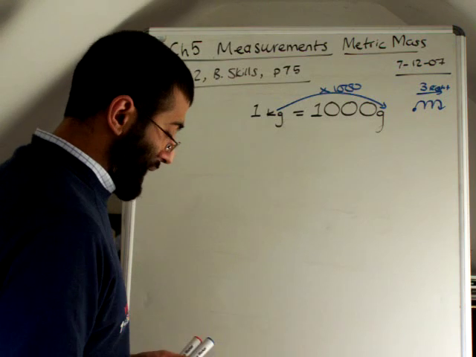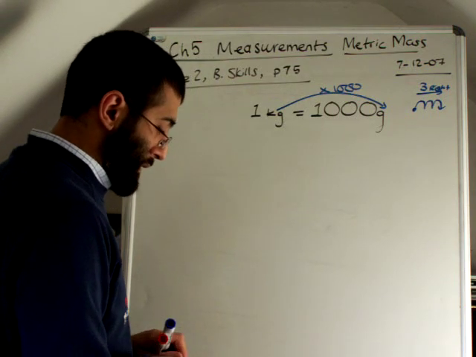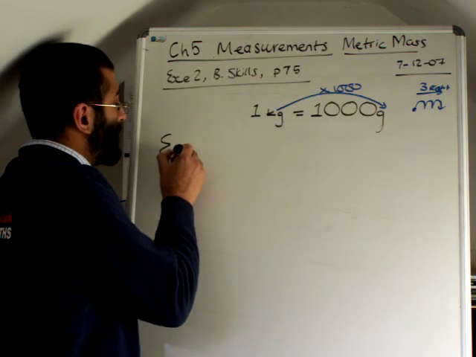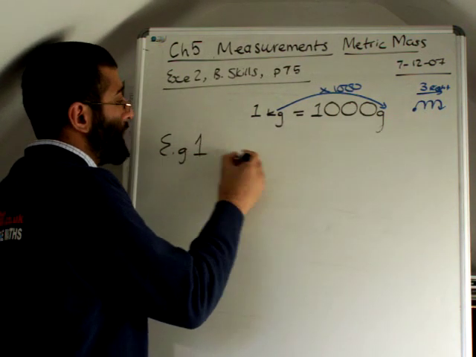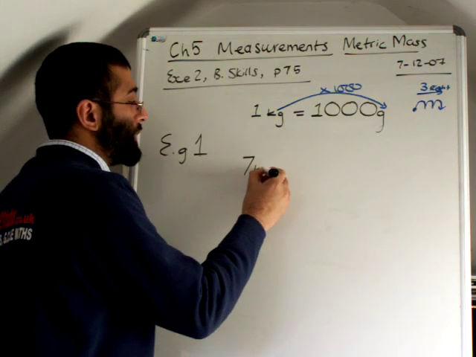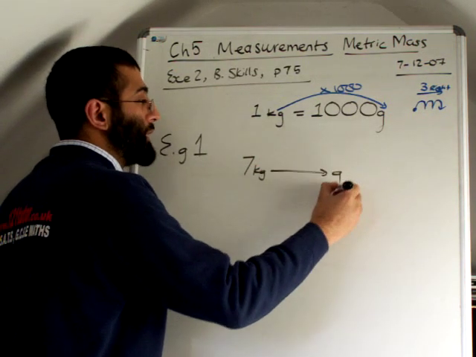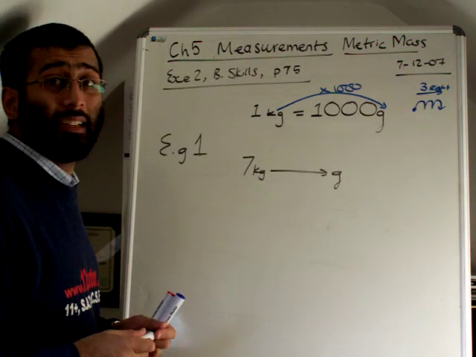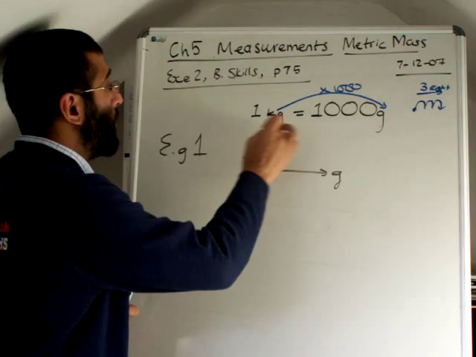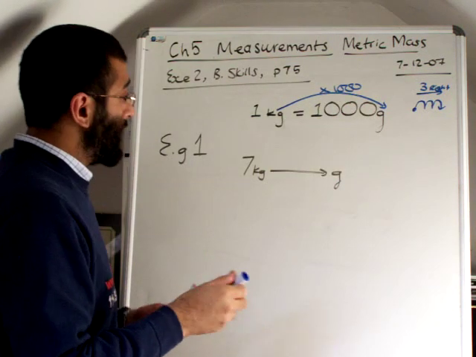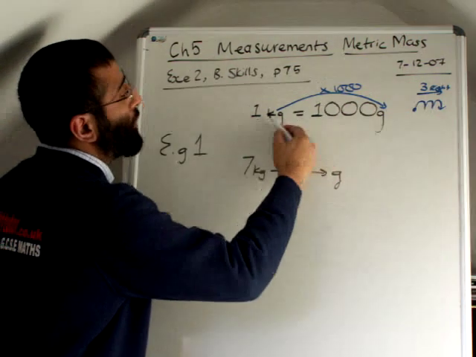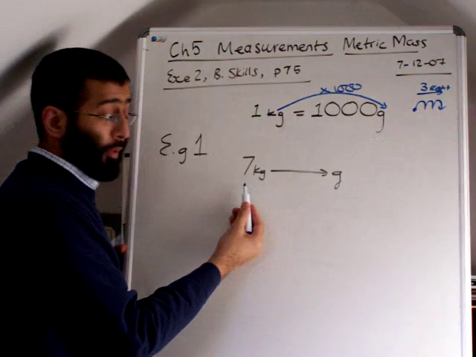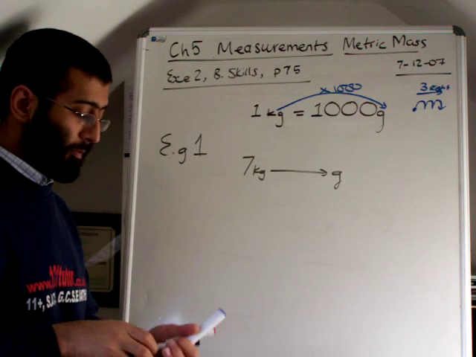Let's start off with example number 1. We have 7 kilograms. We want to change that into grams. If you look at our identity over here, our fact, 1 kilogram is equal to 1,000 grams. We know to change kilograms into grams we have to multiply by 1,000, and that means moving 3 to the right. I don't have a decimal point, so could that be a problem?